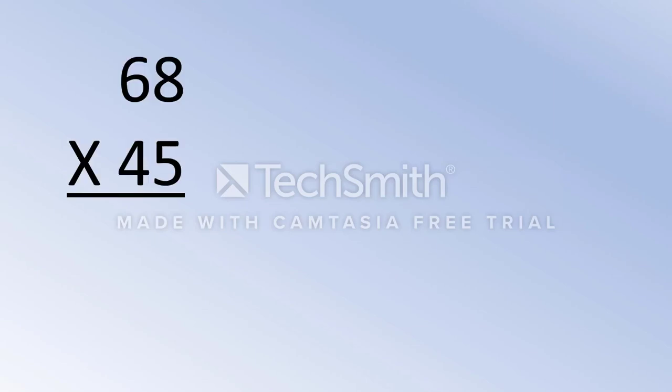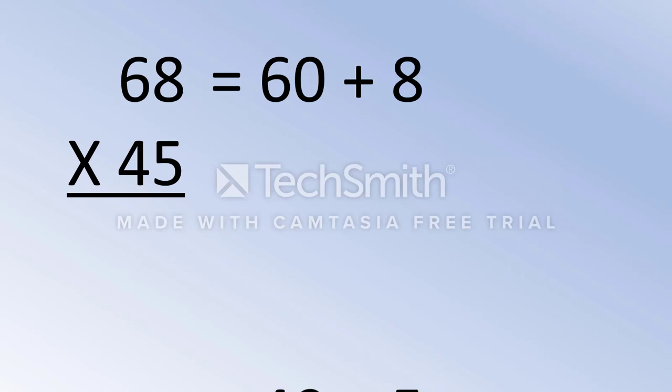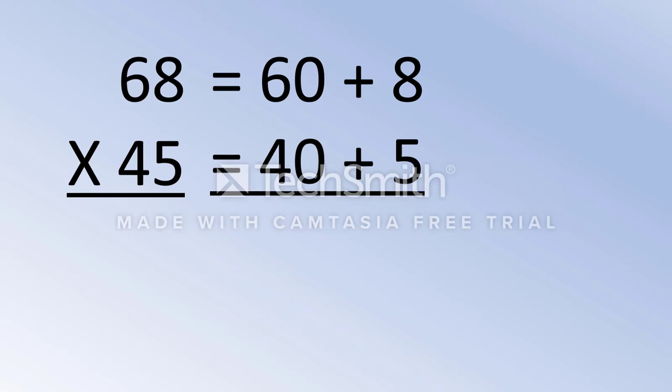68 times 45 can be rewritten from horizontal to a vertical. That way then you can algebraically take the place value of the ones and the tens place and separate them out by adding them together. 68 equals 60 plus 8, and 40 plus 5 is the same as 45. So we're going to multiply this in a new way.